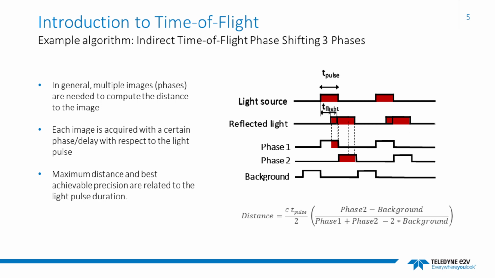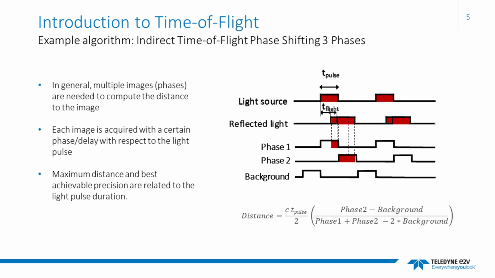In general, multiple images are needed to compute the distance image. All these images are acquired with a certain phase with respect to the light pulses that are emitted. The light pulse duration is a key parameter because it will define the maximum distance and the best precision that is achievable. The shorter the pulse, the better the precision, but the smaller the distance range.